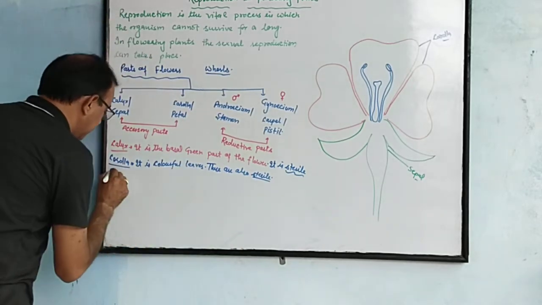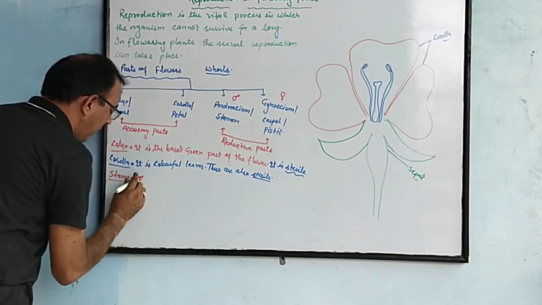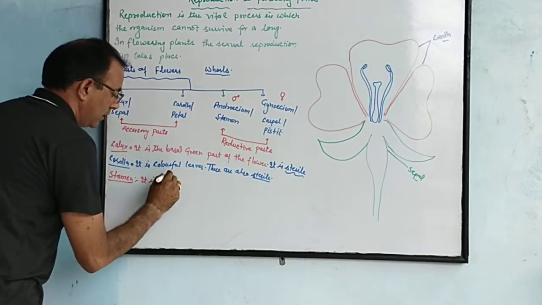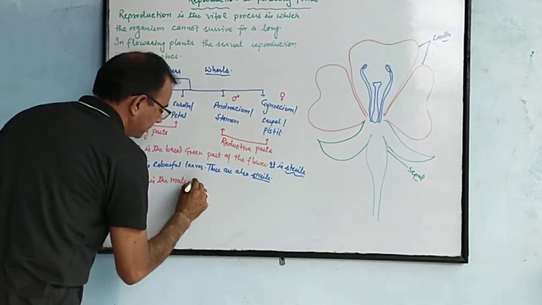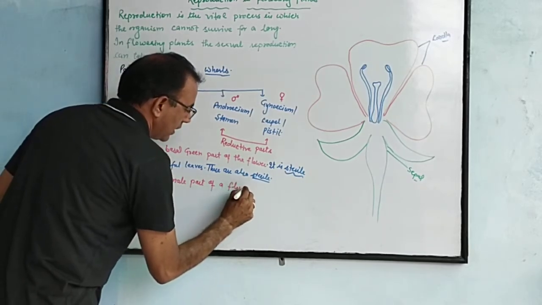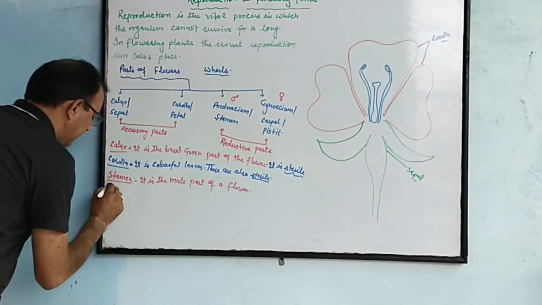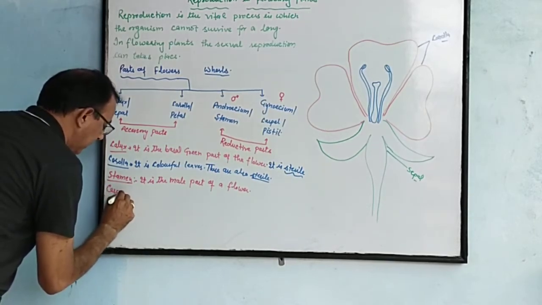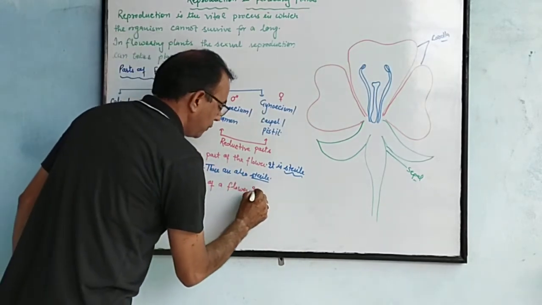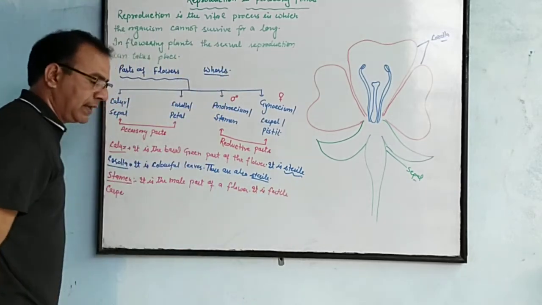The third one is stamen. Stamen is the male part of a flower. The male part of a flower is called stamen. And the next one is carpel or pistil. This part takes place in reproduction, so it is fertile. Stamen is fertile.